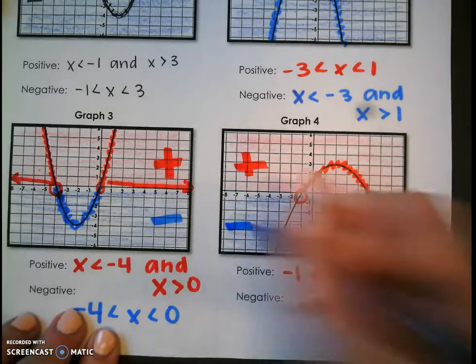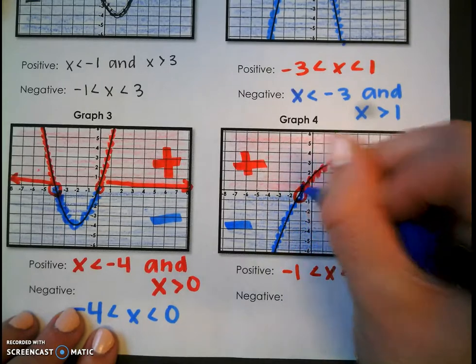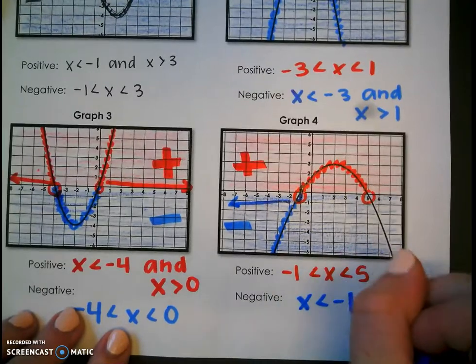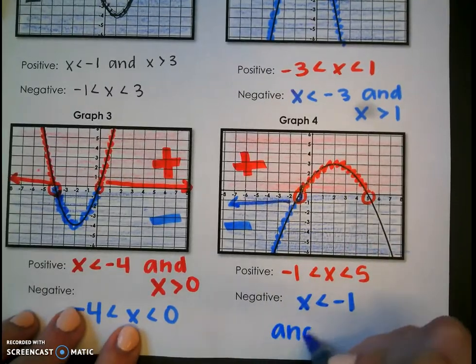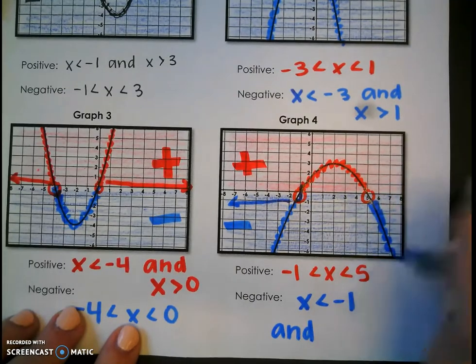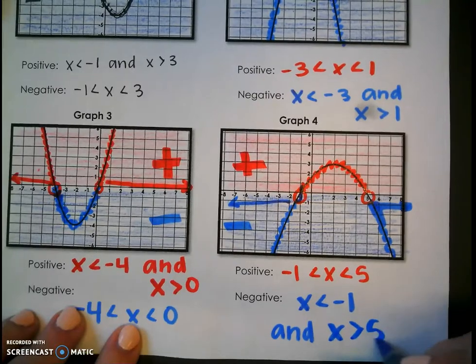Then for my negative part, it's negative to the left of -1. So all these numbers are less than -1. And it's also negative on the right of 5. And all these numbers are bigger than 5.